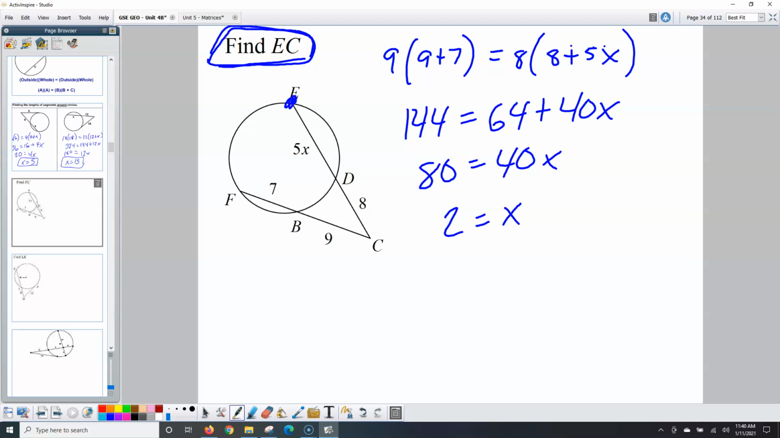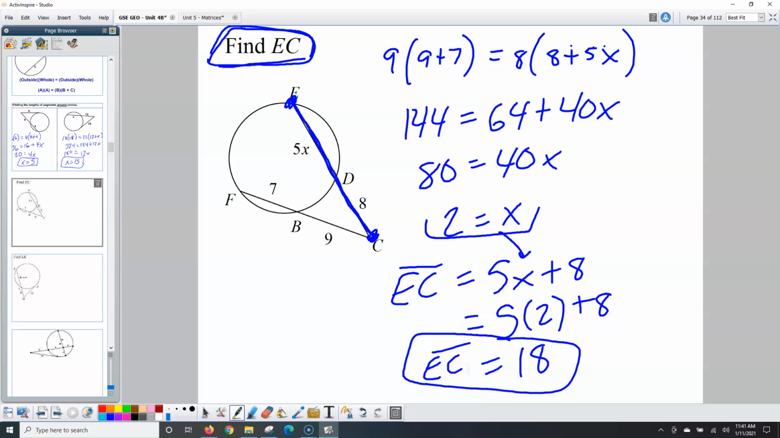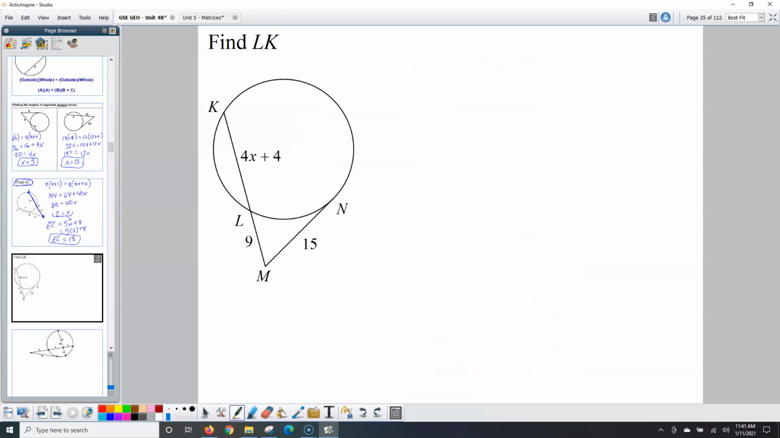EC, there's E right there. There's C right there. So I need to figure out what that whole segment is right there. So I know that EC is equal to 5x plus 8. So I'm going to take that x equals 2 and plug it in right there for x. So I've got 5 times 2 plus 8, that's 18. So EC is 18. That's my final answer. How about you push pause and try this one really quickly?